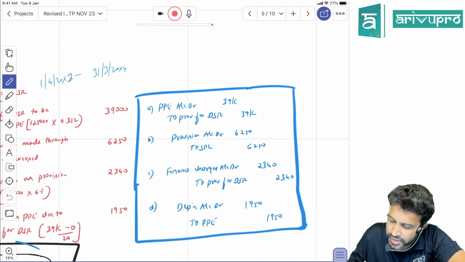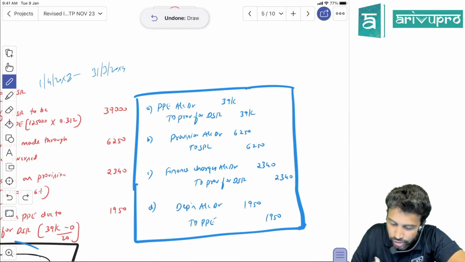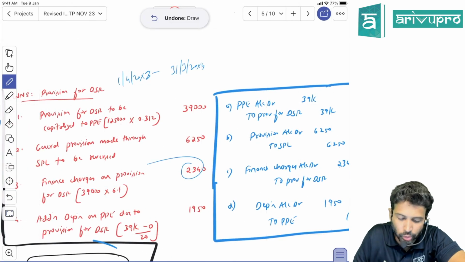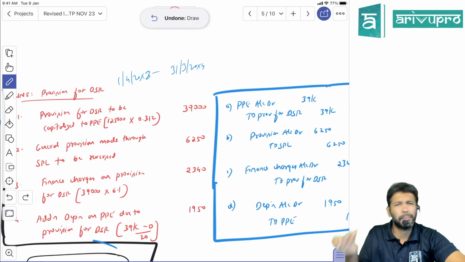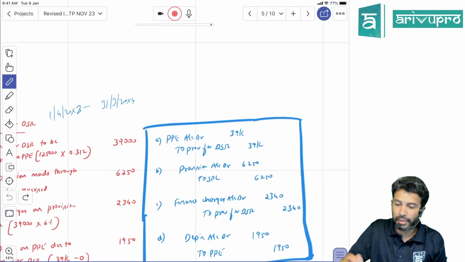The opening balance of provision for DSR is 39,000. Then we book finance charges at what rate? 6%. So 39,000 at 6%, you do, it will be 2340. Then payment. Payment is not done now. Payment is done only after 20 years. So the payment column is 0. That is the ACM table I'm asking you to visualize.